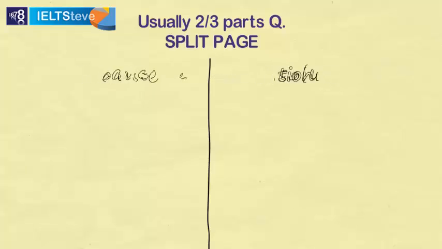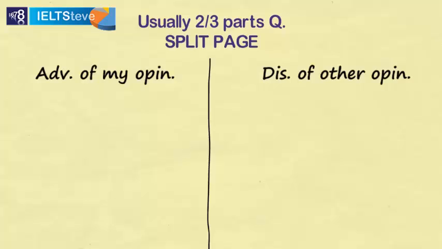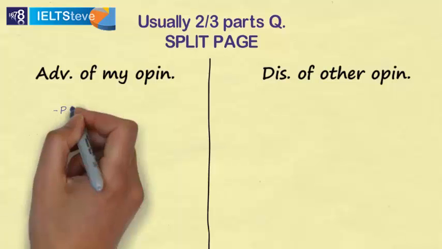And if it was a one-sided opinion, this is a good way to think of your ideas, where you discuss the advantages of your opinion and the disadvantages of the other opinion. So then you're making your opinion strong in a one-sided essay. But anyway, whatever kind of essay it is, there's always 2 or 3 parts. So splitting the page helps with getting ideas. Then you understand the question more carefully.